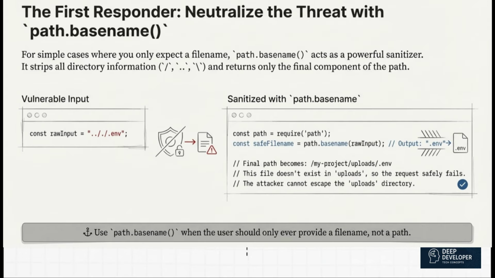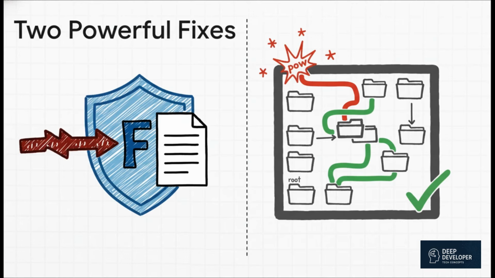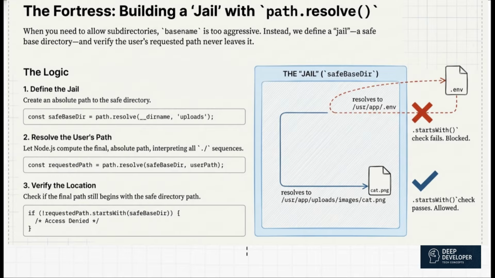So really, you've got two powerhouse strategies. First is the simple fix, path.basename. It's perfect for 90% of cases where all you want is a file name. But what if you do need to let users access subfolders? Well, for that, you use what I call the jail check. You use path.resolve to figure out the actual final path the server would go to. Then you just check, does this final path still start with my safe uploads directory? If the answer is no, you know they're trying to break out of jail, request denied. Simple as that.